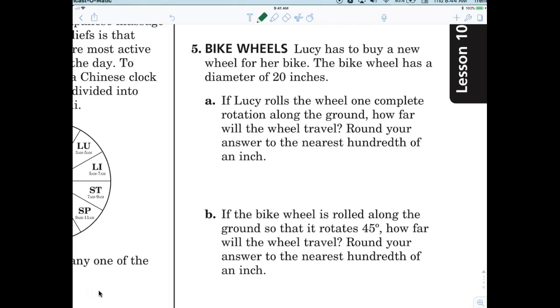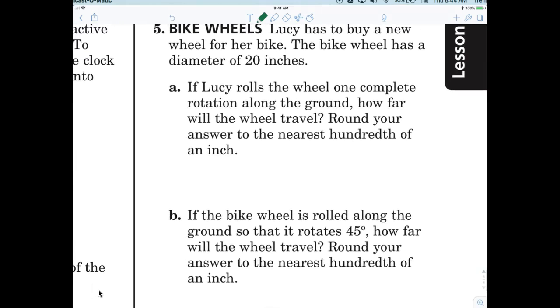Anybody have an idea? It is the what? No, definitely not. It is the circumference. The wheel travels one revolution. One revolution, listen to me. One revolution is the same as one what? Circumference. So the circumference of her circle is what? 20 pi. And 20 pi is equal to one revolution. That's super important what I just said. One revolution is the same as one circumference.